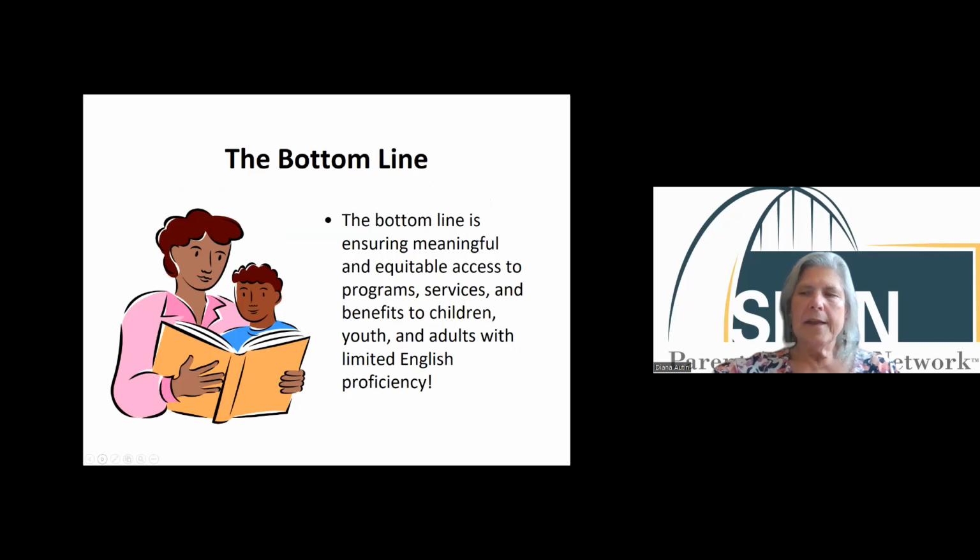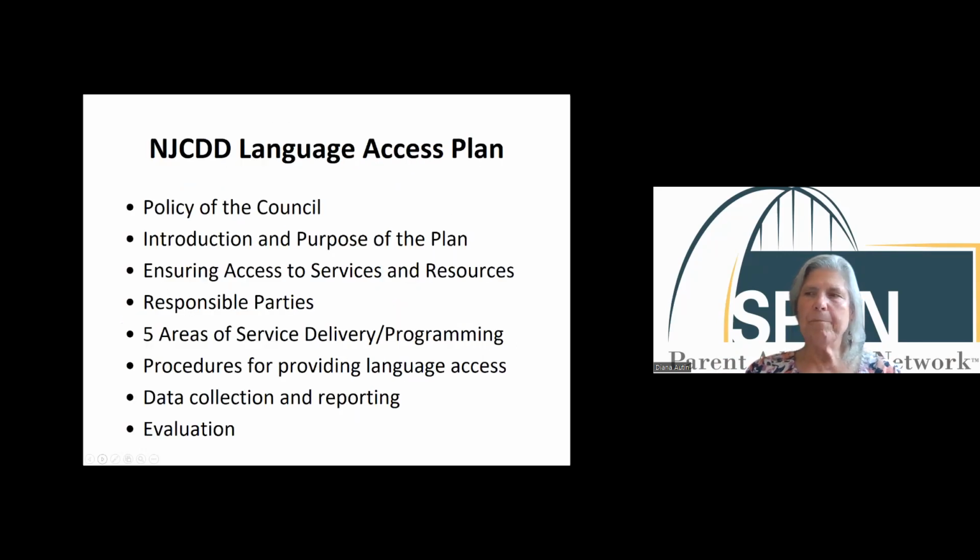So the bottom line is ensuring meaningful and equitable access to the Council's programs, services, and benefits to children, youth, and adults with limited English proficiency. So now we're going to move from the legal requirements to the Council's language access plan. The Council's language access plan includes the policy of the Council, introduction and purpose of the plan, ensuring access to services and resources, responsible parties, the 5 areas of service delivery and programming, procedures for providing language access, and data collection and reporting.